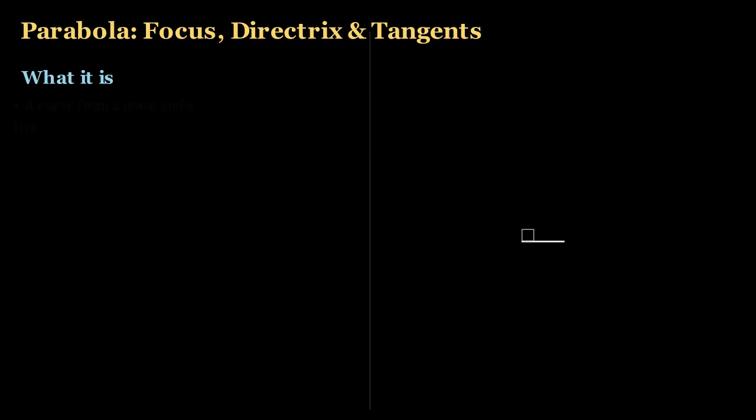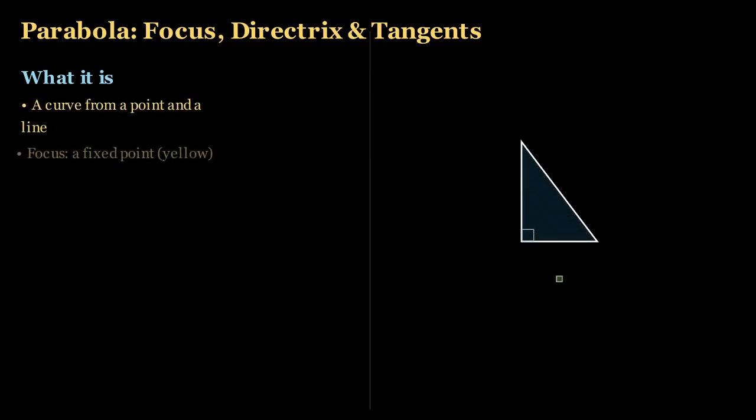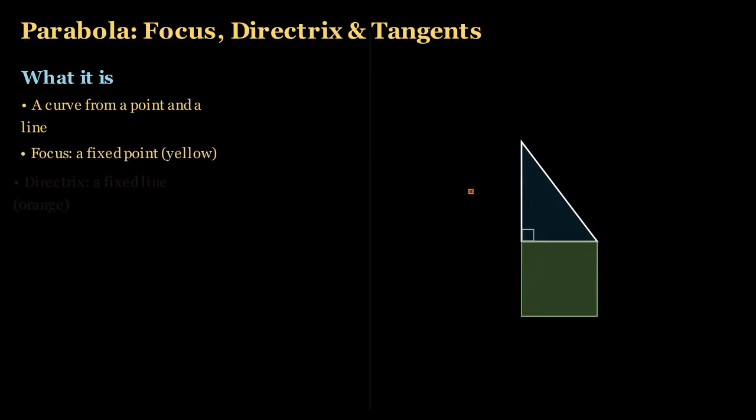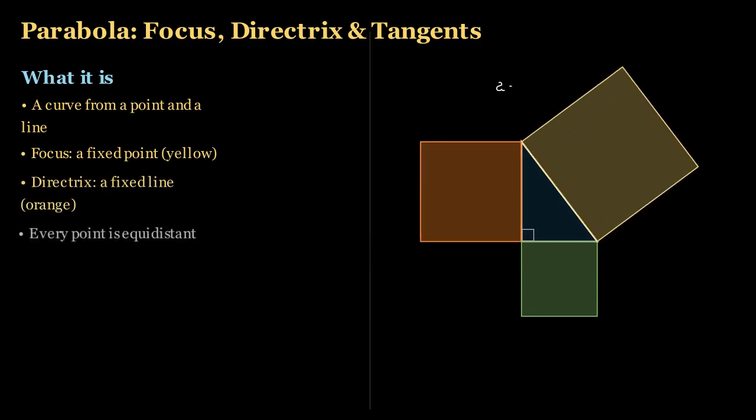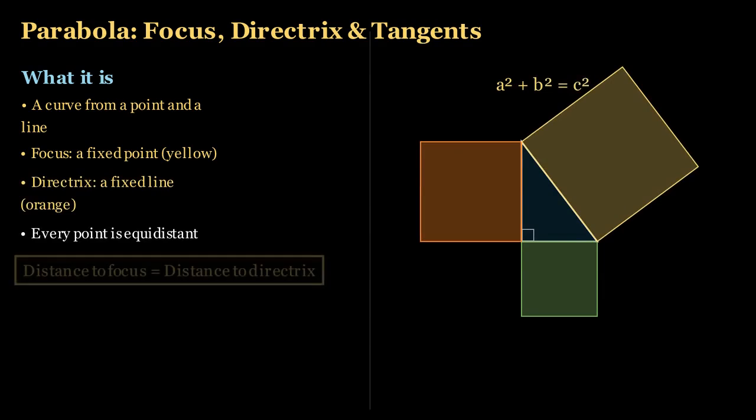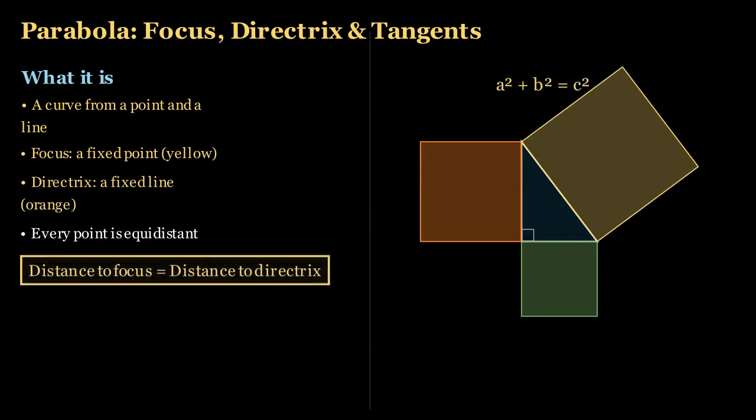A parabola is a special U-shaped curve. Imagine you have a fixed point, called the focus, and a fixed straight line, called the directrix. The parabola is the set of all points that are exactly the same distance from the focus as they are from the directrix. So if you pick any point on the curve, measure its straight line distance to the focus, and then measure its perpendicular distance down to the directrix, those two distances will always be equal. That is the one rule that makes a parabola.